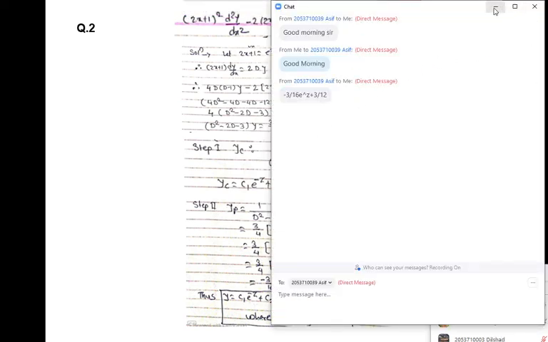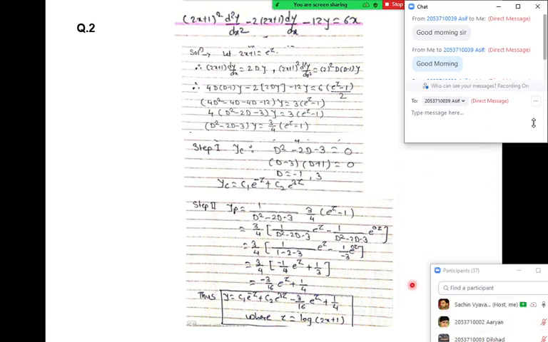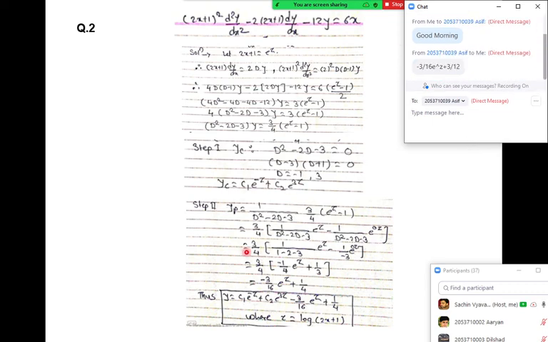Okay, 1 minute. So I think yes, Asif is saying minus 3 by 16 e raised to z plus 3 by 12. Yes, correct. My mistake. So this 4 should be multiplied here. Okay, very good, that's a good observation. Yes, we should write that. Only this is missing here. This 4 into 3 is 12. So 1 by 12 should be there. Okay, that's fine.